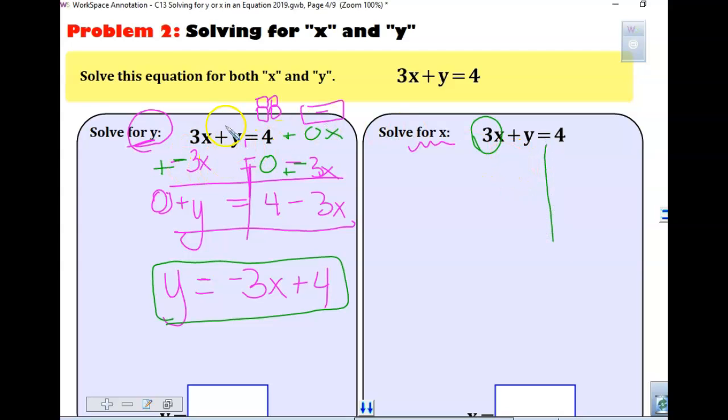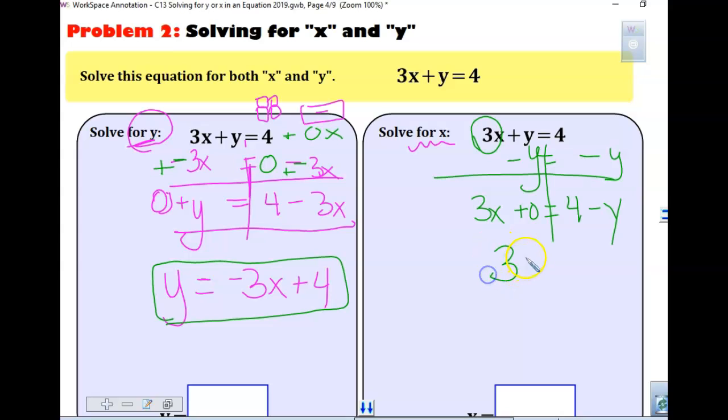I like how we got rid of 3x over here. Minus y. Can I subtract y from 4? Are they like terms? So I'm going to put it way back here, minus y. I now get 3x plus 0 equals 4 minus y. So I'm rewriting it, Maddox, as 3x equals 4 minus y.